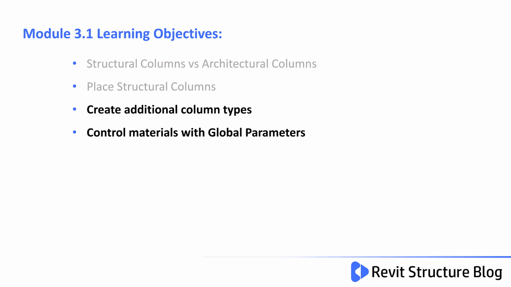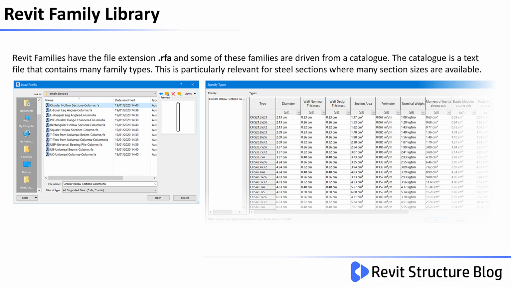In this lesson, you will learn how to create additional column types and control materials with global parameters. Revit families have the file extension .rfa, and some of these families are driven from a catalogue. The catalogue is a text file that contains many family types. This is particularly relevant for steel sections where there are many section sizes available.